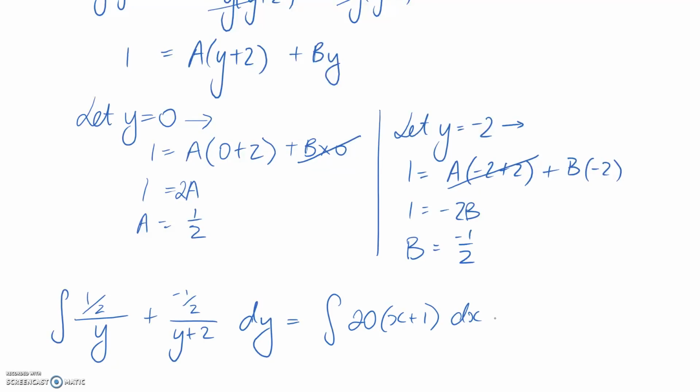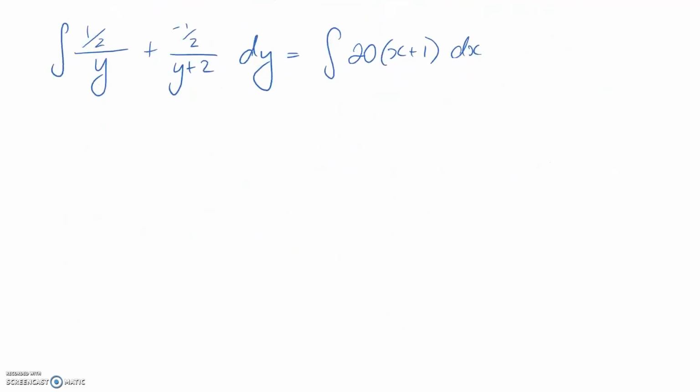Alright, so now we should be able to actually integrate our expressions. So the integral of 1/2 divided by y, the half stays out the front, and we end up with natural log of y, which was the rule that I had at the beginning. Here, again, we've got 1/2, it's negative, that stays out the front. If we take the natural log here, it's going to go to y plus 2 inside there.